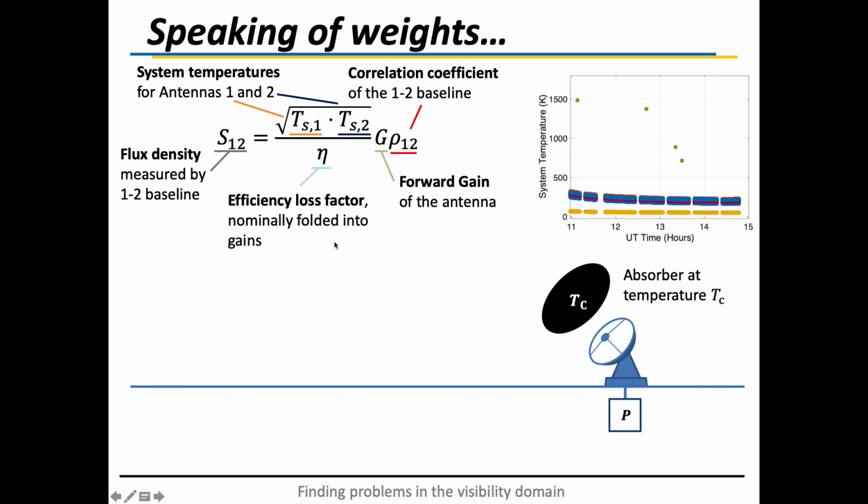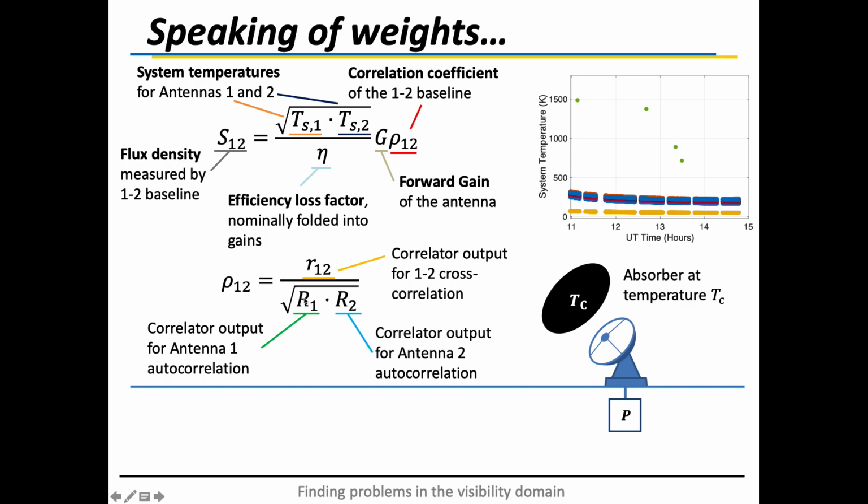We haven't talked about correlation coefficients before, but the short version is that you take the correlator output for the cross correlation between antenna 1 and antenna 2, and then you divide it by the geometric mean of the autocorrelation of antenna 1 times the autocorrelation of antenna 2. Basically what this number is telling you is how correlated the voltage stream from antenna 1 is with the voltage stream from antenna 2. So you put all these things together. Rho 1,2 comes from the correlator. G is something that we know a priori, along with eta. And then we rely on the system temperature measurements to help us flux scale the data.